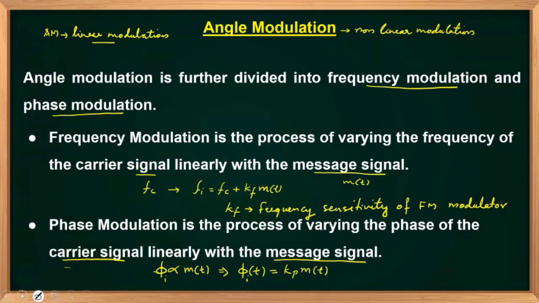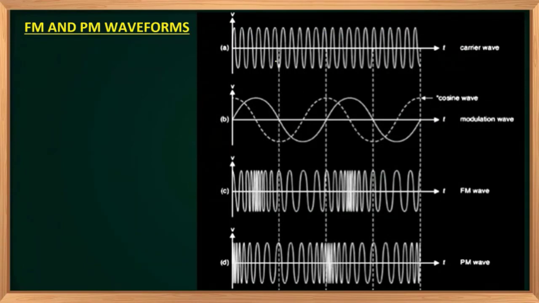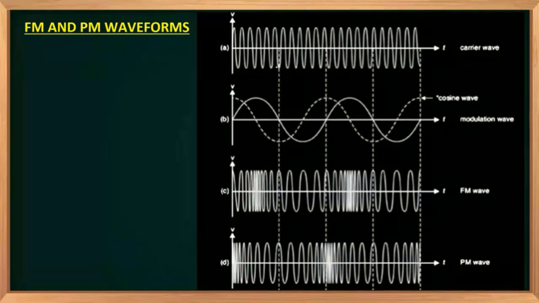So we'll move on to the second slide. Here, FM and PM waveforms are given for a given modulating wave. The first figure indicates the carrier wave. I think the picture is clear for all of you. Is it clear?